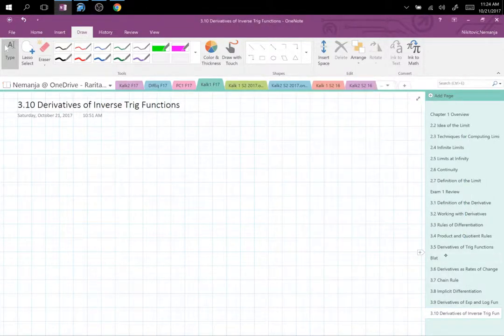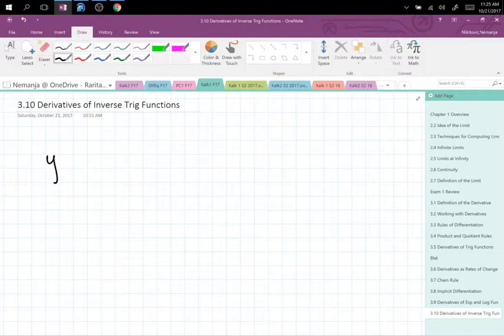Hello and welcome back to Calculus 1, section 3.10, derivatives of inverse trig functions. We know 6 trigonometric functions and their derivatives. So the derivative of sine is cosine, the derivative of cosine is negative sine, and so on. Now we want to see what are the derivatives of the inverse sine, inverse cosine, and so on.